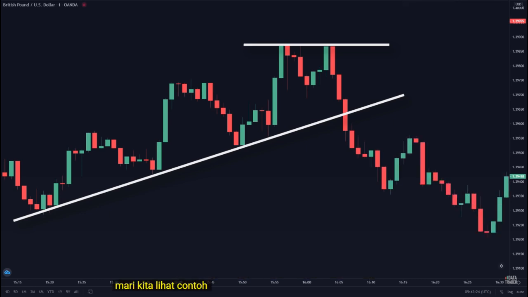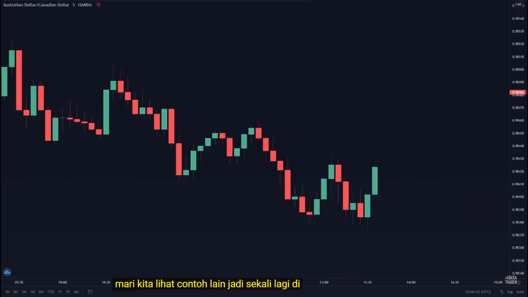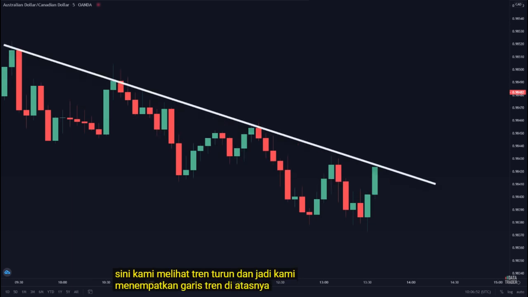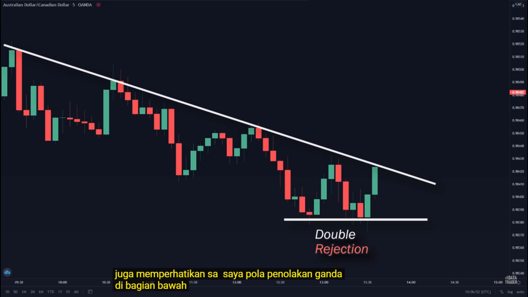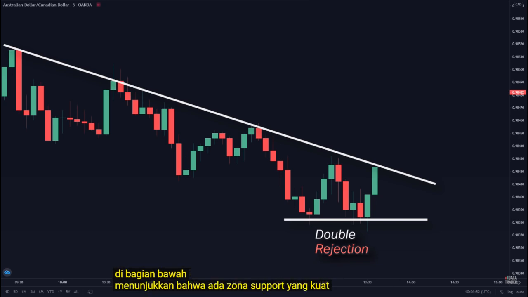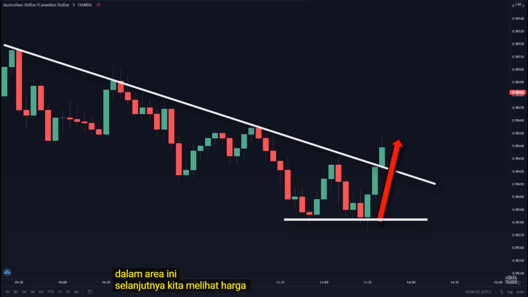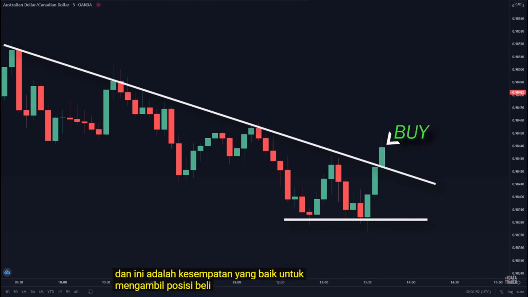Let's look at another example. So again, here we spotted a downtrend, and so we placed a trend line above it, as prices were making lower lows. Then, we also noticed the same double rejection pattern at the bottom, indicating that there's a strong support zone within this area. Next, we saw the price broke out of the trend line, which again confirms the trend change to the upside. And so this is a good opportunity to take a buy position.